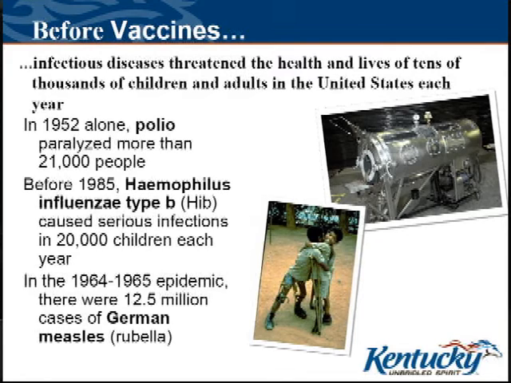But it's very important for us to realize that it hasn't been that long ago since we've had diseases in the United States. Just recently in northern Kentucky, we had a child die of Hib disease. The child had not been vaccinated, and so these diseases are still around.